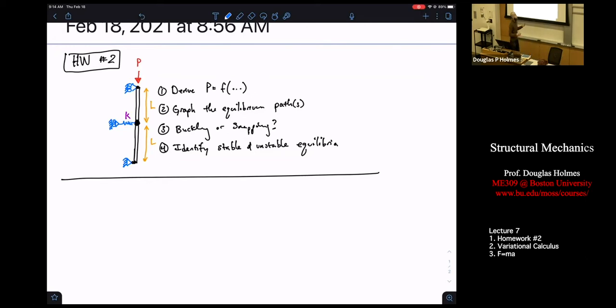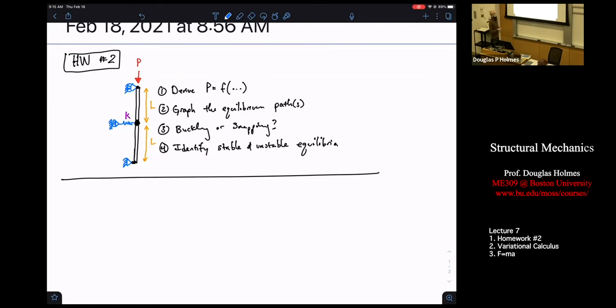And the last thing is, can you mathematically, now that you have a total potential energy, identify when parts of these solutions are stable or unstable? So again, checking the second derivative of your total potential energy. When it's positive, that's stable. When it's negative, it's unstable. When it's 0, that's when it switches. That's the critical point.